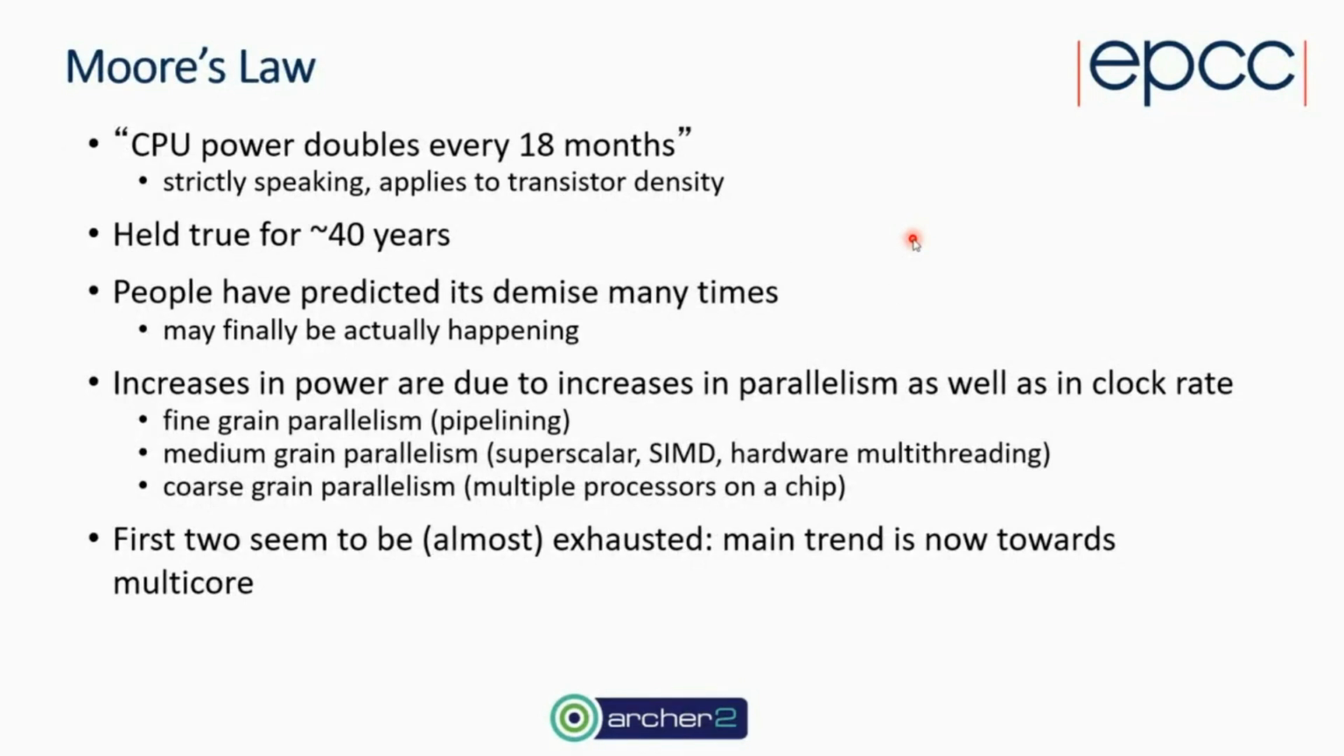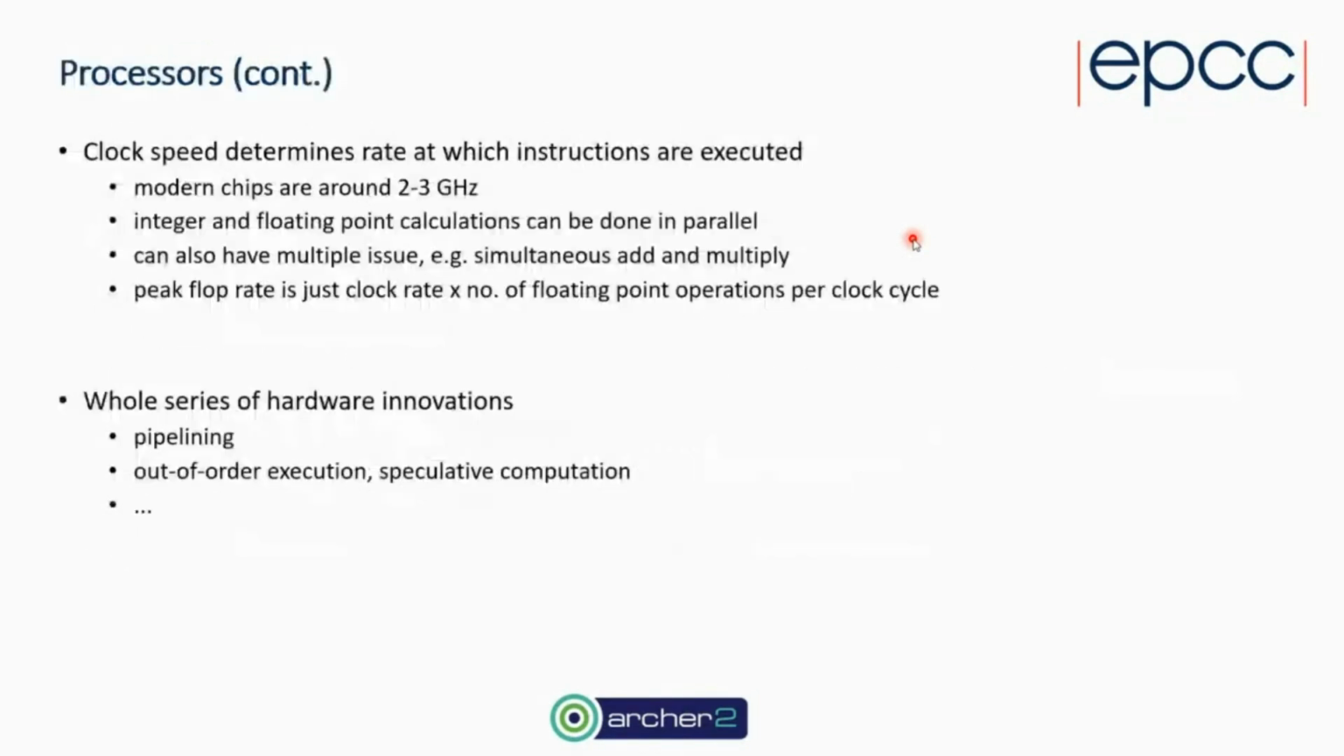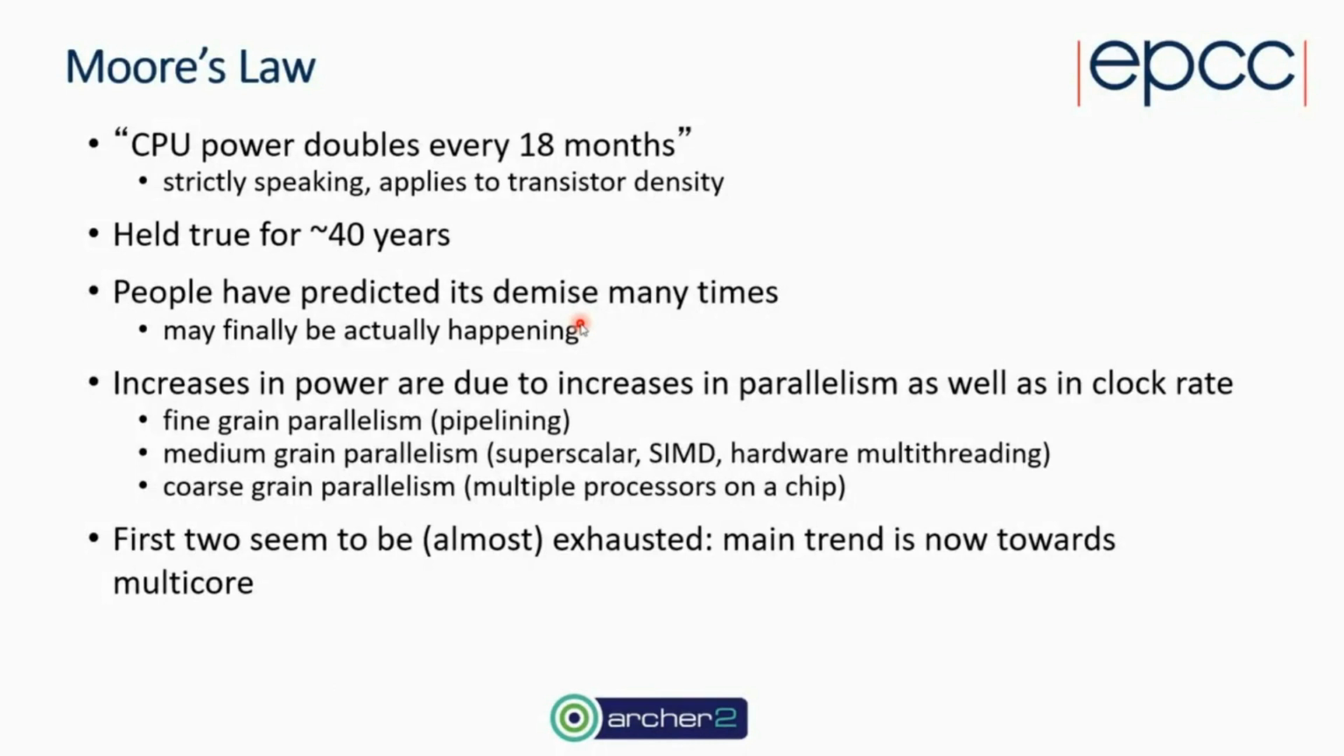Okay, so these processors have all this complexity: pipelining, out-of-order execution, superscalar, instruction issues, speculative computation, all sorts of things going on in them. This is partly because over the past 40 years, Moore's law has meant that we've been able to pack more and more functionality into processors.